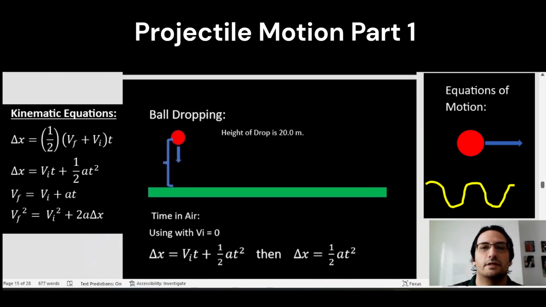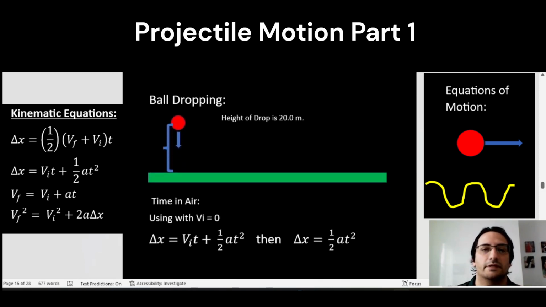So the first case of projectile motion that I teach my students is dropping a ball, or dropping an object. Let's suppose the height of the drop is 20 meters. The time in air can be found using this equation. We know that V initial for something being dropped is 0, because the object hasn't accelerated yet. So with V initial being 0, this term goes away, and you're left with dx equals 1/2 a t squared.